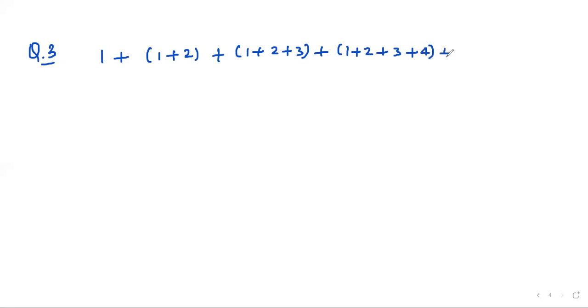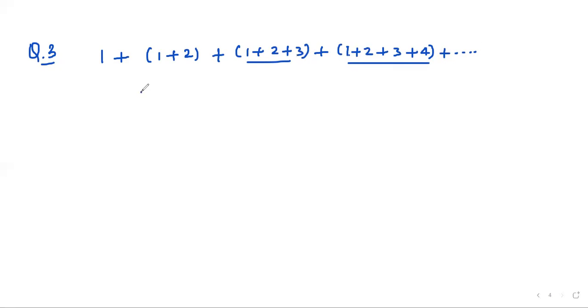Question 3. We are given: find the sum of n terms. The sequence is 1 plus 1 plus 2 plus 1 plus 2 plus 3 plus 1 plus 2 plus 3 plus 4 plus dot dot dot up to n terms. Clearly, for the general term, if we consider the fourth term, there are 1, 2, 3, 4. If we consider the third term, the numbers are 1, 2, 3.